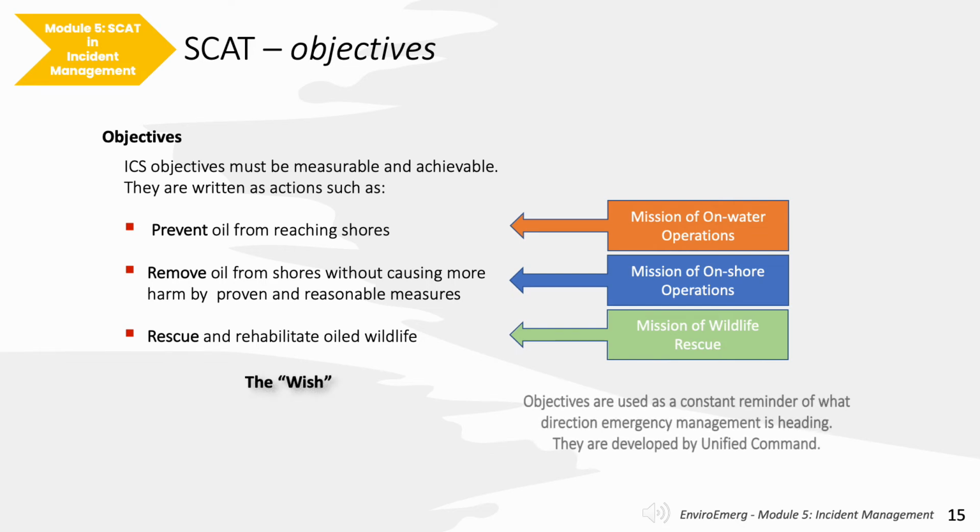Objectives are the wish. They are developed by unified command as a constant reminder of what direction you'd like to see the management of an oil spill go. They are typically one-liners and quite standardized. They need to be specific to the nature of the spill and both measurable and achievable. Here are three examples. Prevent the oil from reaching shores. This is the mission of on-water operations.